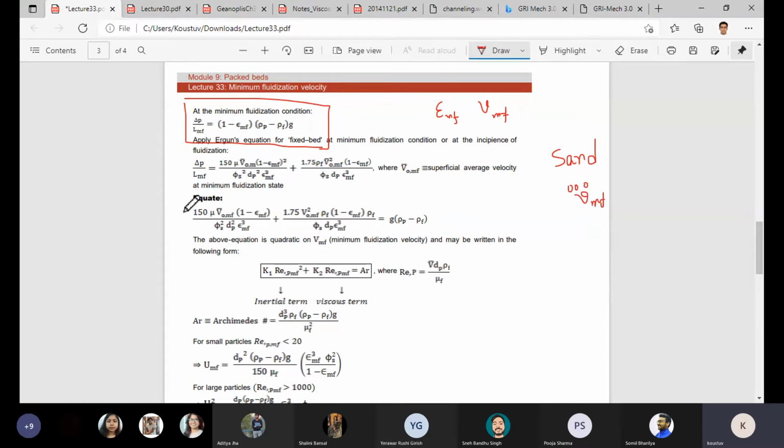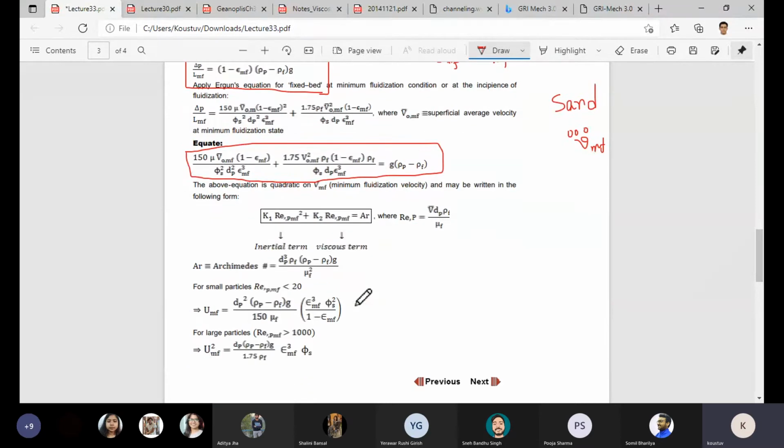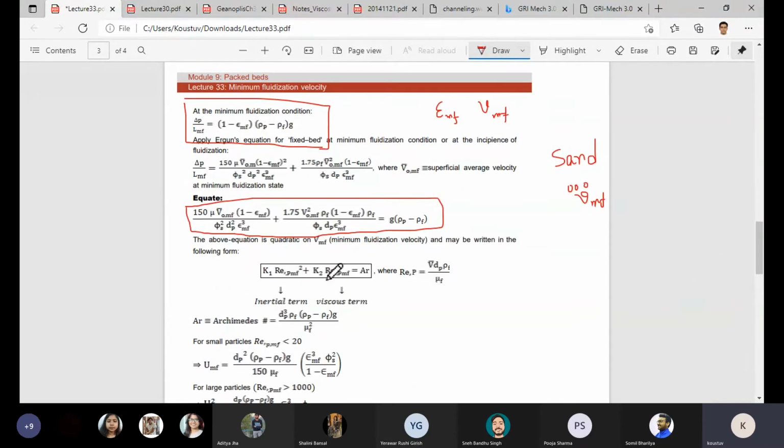So you basically take the same expressions and all the V are replaced as VMF, and then you just equate the weight and buoyancy force, and ultimately you get the epsilon MF or VMF. Okay, so that equation is required for calculation of epsilon VMF and epsilon MF.